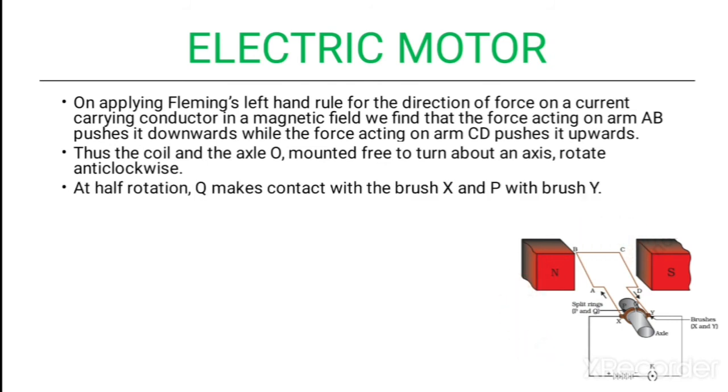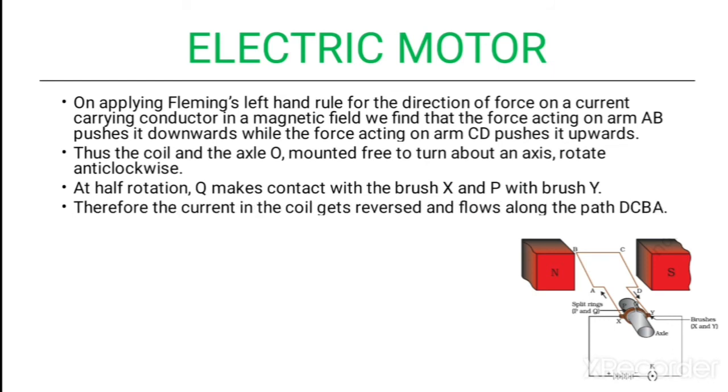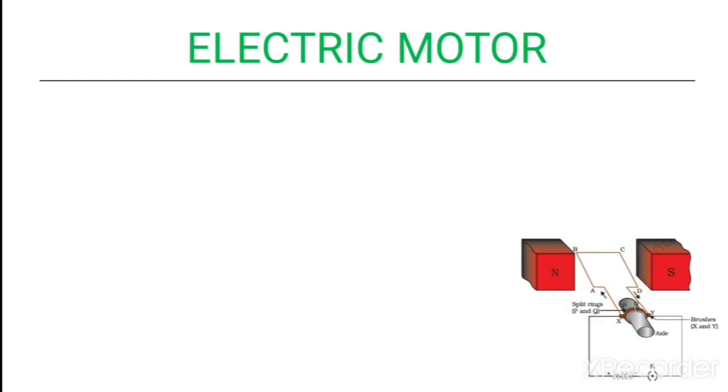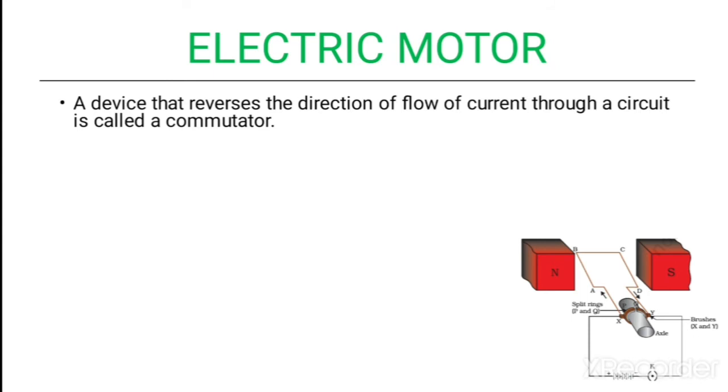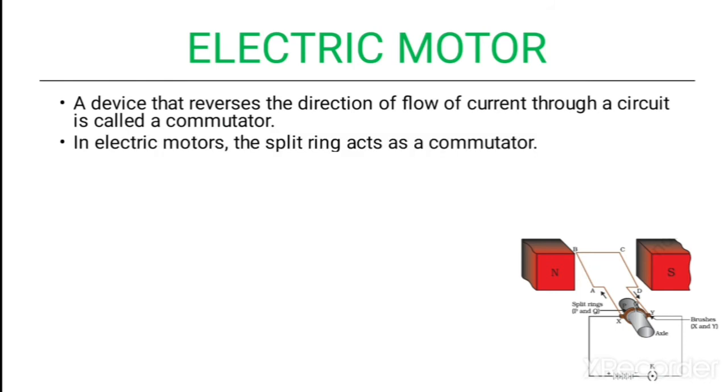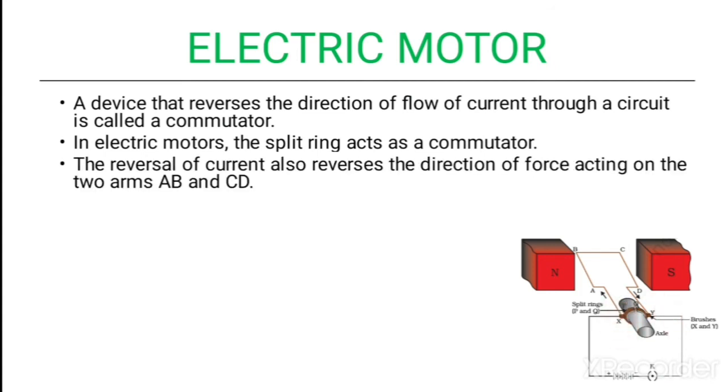At half rotation, Q makes contact with the brush X and P with brush Y. Therefore, the current in the coil gets reversed and now it flows along the path DCBA. A device that reverses the direction of flow of the current through the circuit is called a commutator. In an electric motor, the split rings act as a commutator. The reversal of the current also reverses the direction of the force.